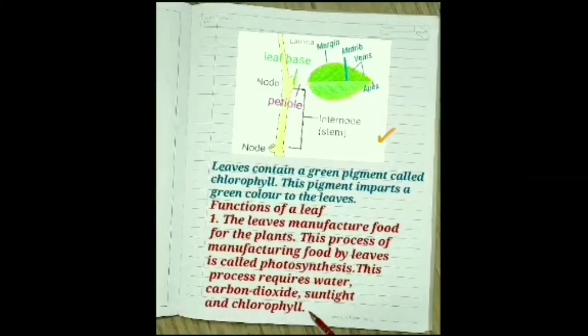Now, functions of a leaf. The leaves manufacture food for the plant. This process of manufacturing food by leaves is called photosynthesis. This process requires water, carbon dioxide, sunlight and chlorophyll.